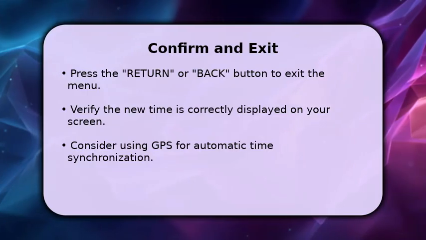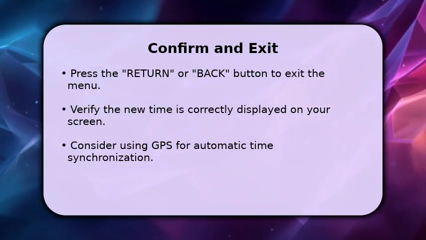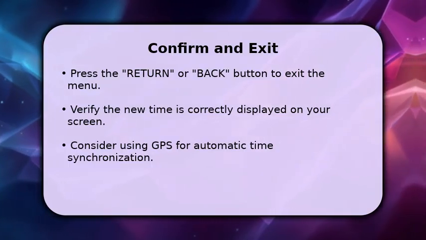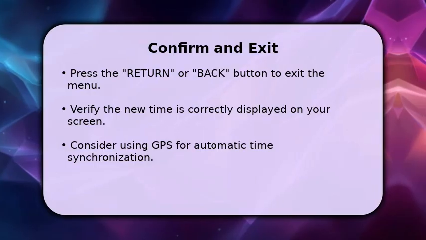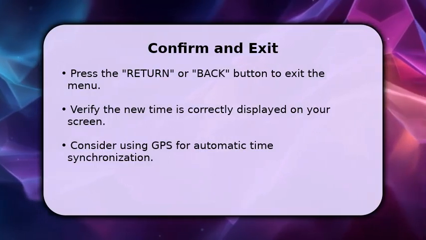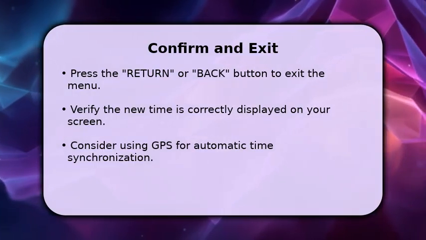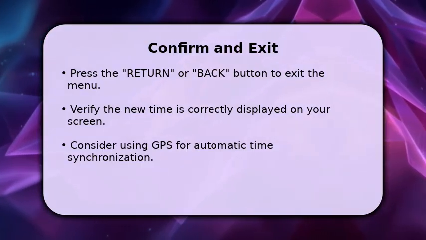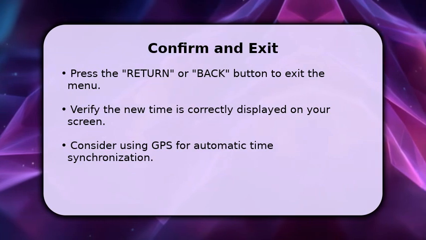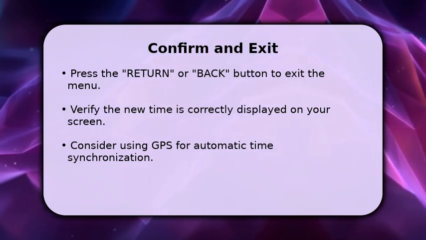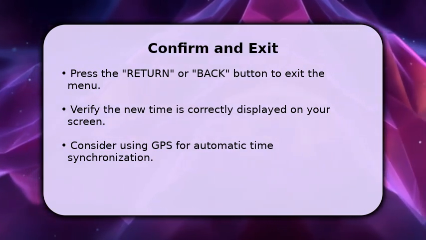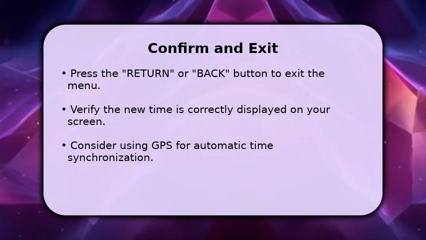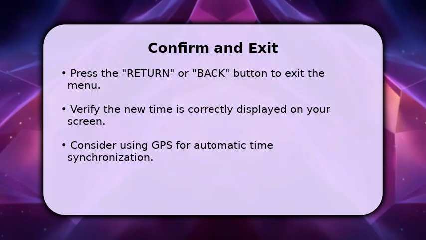After successfully setting both the hours and minutes, press the Return or Back button, usually located near the MMI control knob, to exit the Settings menu. Take a moment to verify that the new time is accurately displayed on your Audi's MMI screen. For future convenience, many Audi models can automatically synchronize time via GPS. You might explore this option in your settings. Always refer to your specific Audi A6 owner's manual for the most precise instructions.